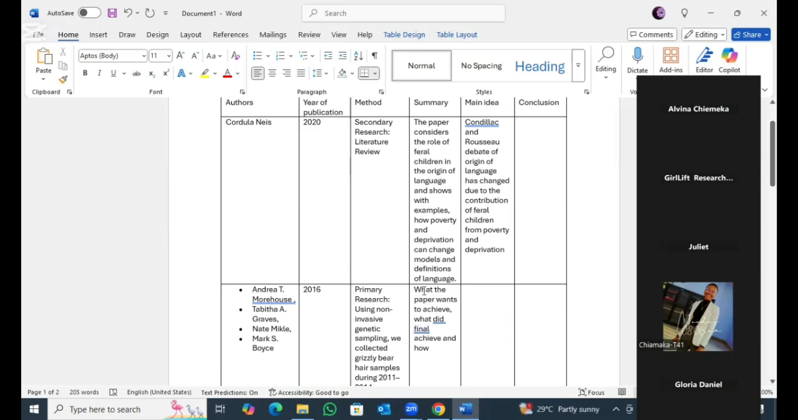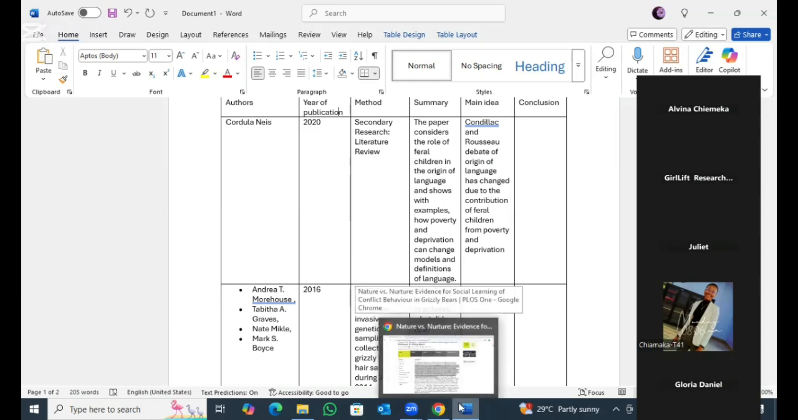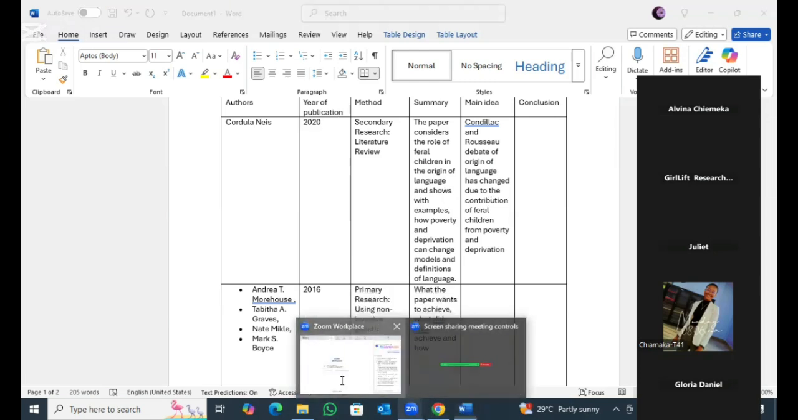So this summary will be what the paper wants to achieve, how the paper did it, and what the paper achieved. Sometimes, if you don't even want to have a conclusion, it's okay. You can just have your author, your year of publication, the objectives, the method, the summary, and the key idea, the main idea, which is what you want to use to argue. You understand? Does that make sense, please?